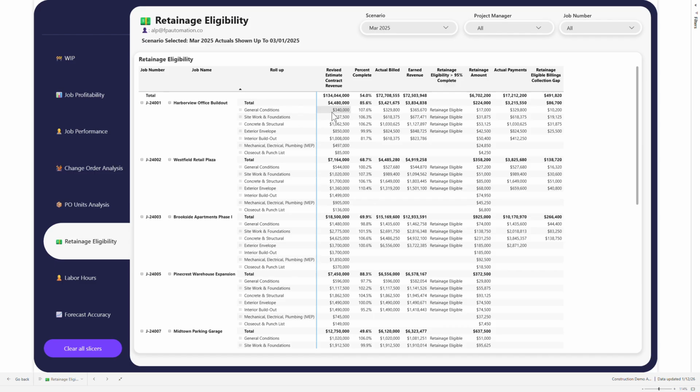So what this essentially does is it gives you a tool and visibility into exactly which jobs are retainage eligible and where you have collections gaps, enabling your management team and field teams to work together and partner to close those gaps and bring revenue into the company that may have not necessarily been spotted.